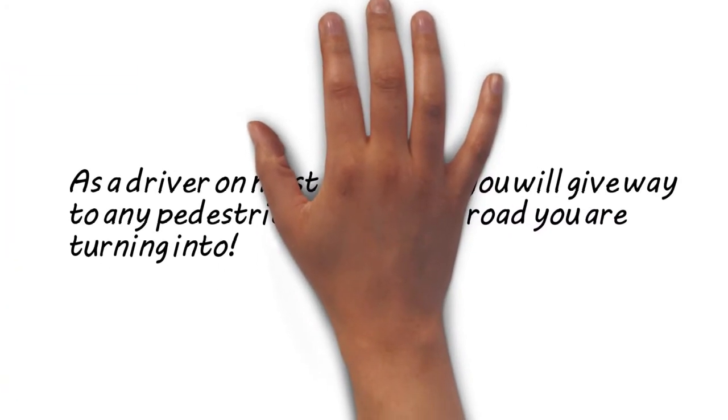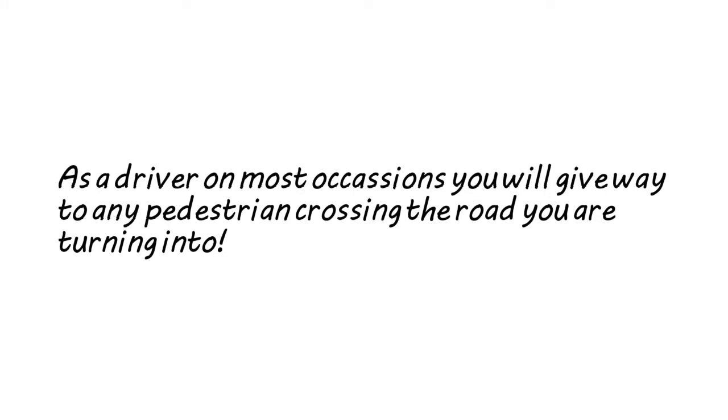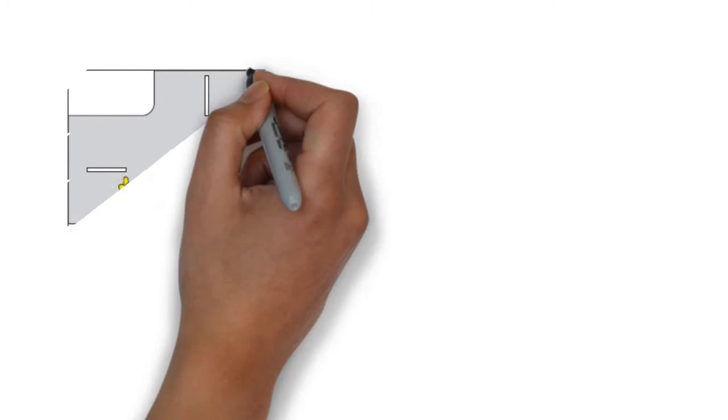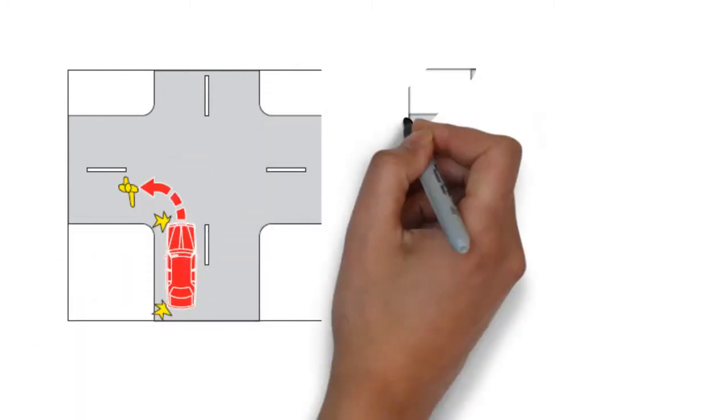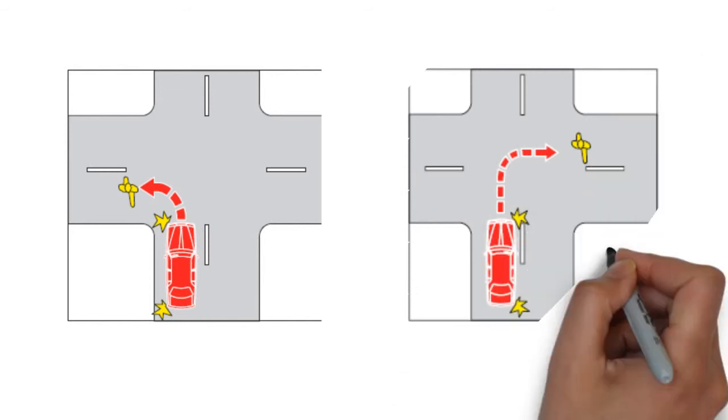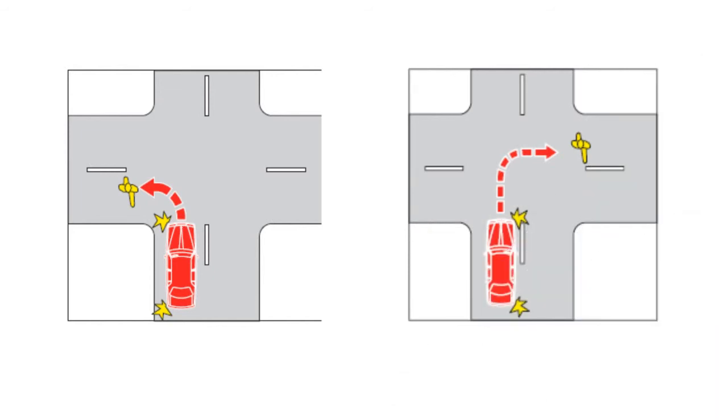So what do you need to remember as a driver and as a driving instructor? Well, pretty much on most occasions, what you're just going to remember is that you're going to give way to any pedestrian crossing the road you're turning into. So say for instance, if you were driving towards a crossroad and you're about to turn left or right, you're going to give way to any pedestrian crossing the roads that you're going to turn into.